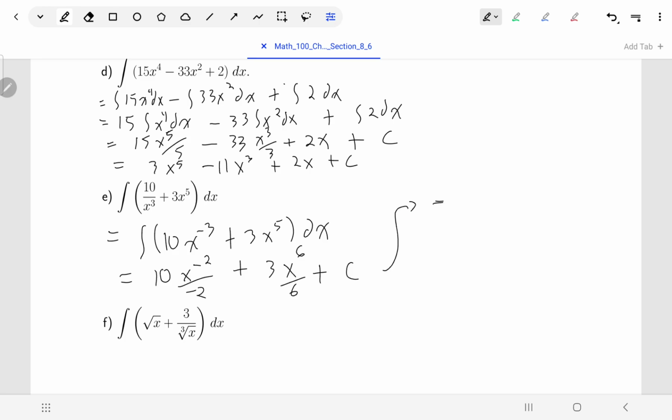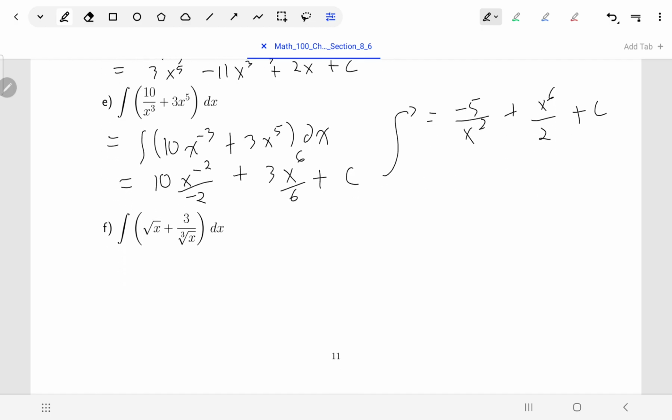And then I can just clean that up a little bit and say that I've got negative 5 over x squared plus x to the 6 over 2, and plus our constant c.